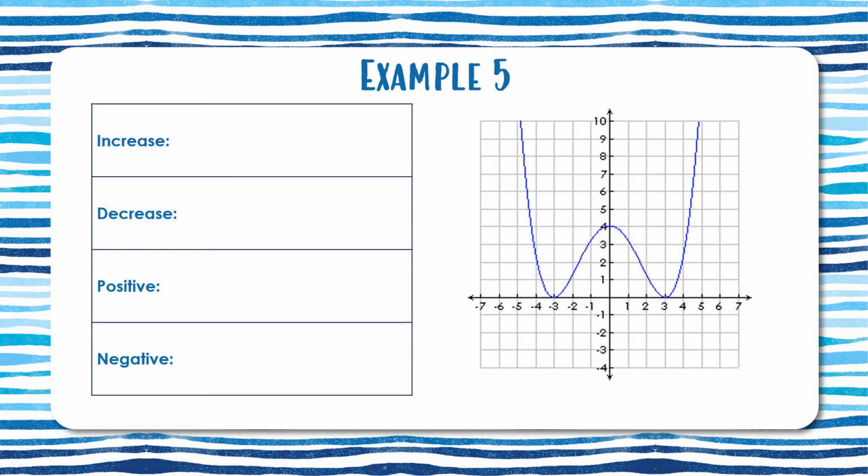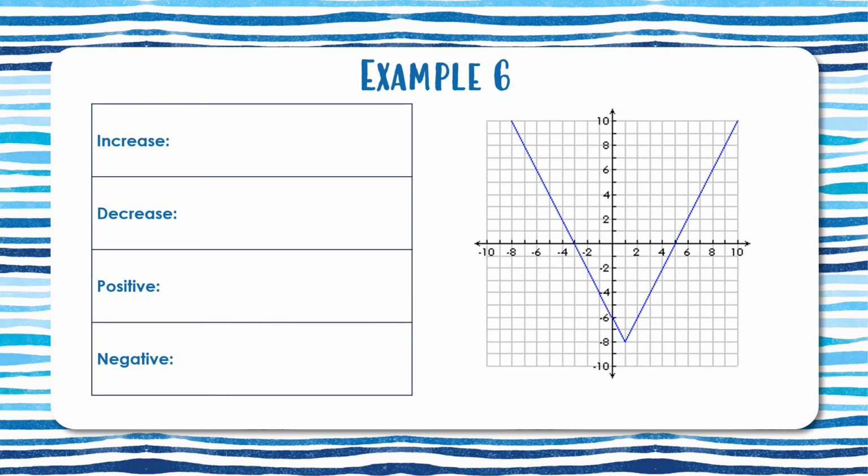And then I got to keep going. Now I'm above, and I'll always be above from 3 to infinity. So your positive interval is everything besides negative 3 and 3, because at negative 3 and 3, it's on the x-axis and not above the x-axis.